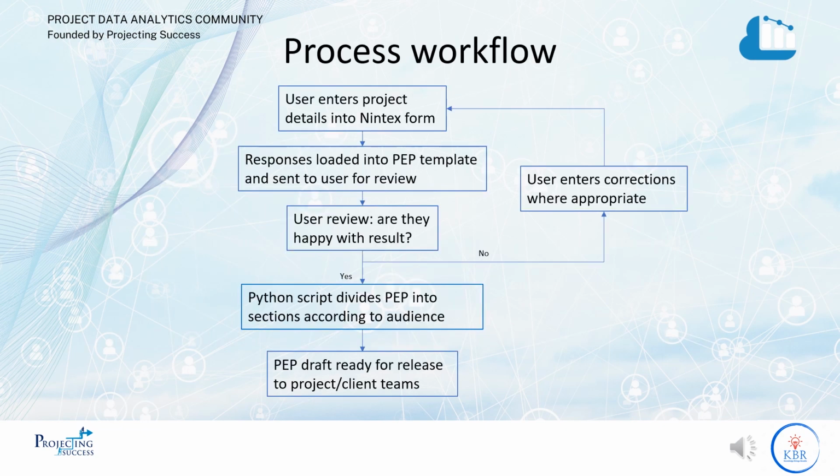This workflow demonstrates our solution methodology for this task. The user can enter the project details into the Nintex form, which then populates the PEP template and sends it to them for review. They can make corrections iteratively in the Nintex form until they're happy with the PEP that is produced. Then we have a Python script which can divide the PEP into sections according to target audience, whether they're suppliers or clients, which can mean the PEP can be checked by the appropriate parties in more detail. Once this is all complete, the PEP draft is then ready for release to project or client teams.